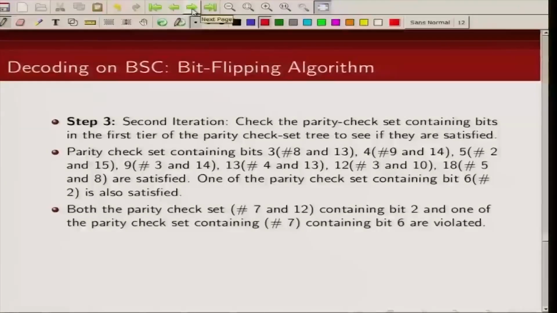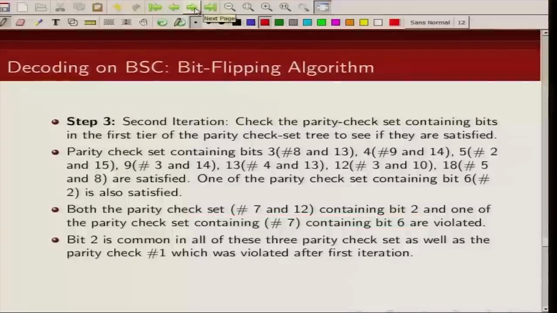Then in that case, what do we do? We are going to flip the bit. So, parity check sets containing bit 2 are not getting satisfied. Again, one of the constraints containing bit 6 has bit number 2 and it was not getting satisfied. So, bit 2 was common in all the parity check sets which were not getting satisfied.